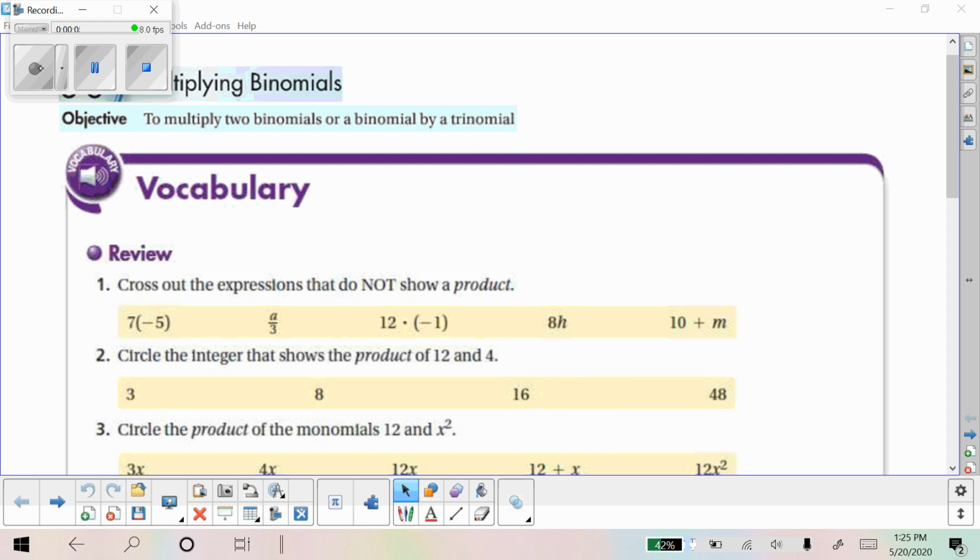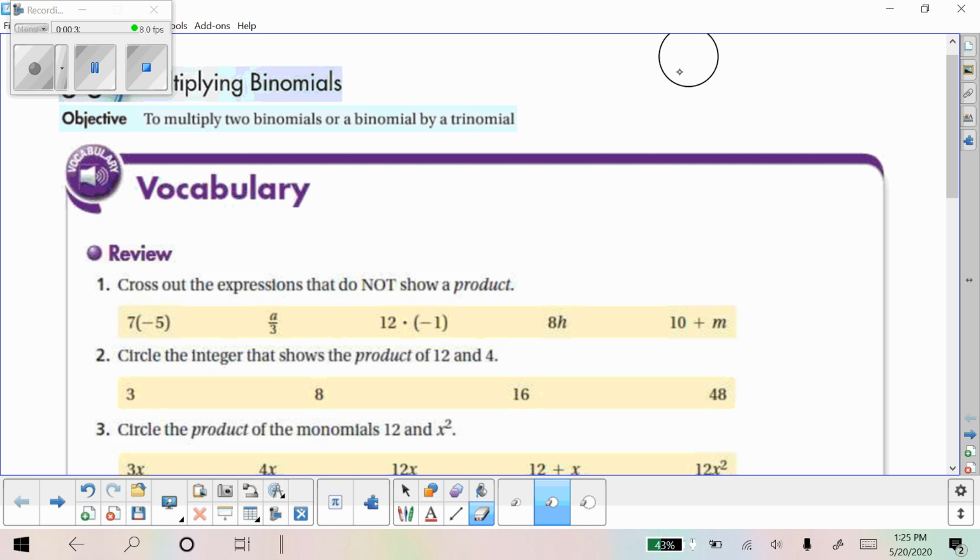It's Mr. Hermanson again. Today we're going to learn how to multiply binomials. A binomial is an expression with two terms like this. So we're going to learn how to multiply things that maybe look like this. Anyway, we'll get to that in a bit.